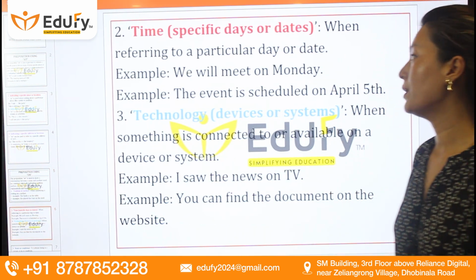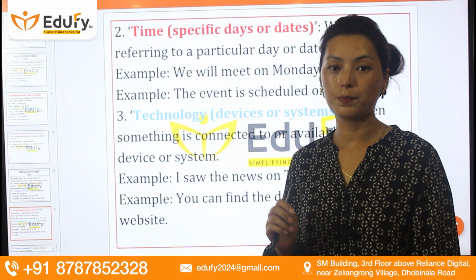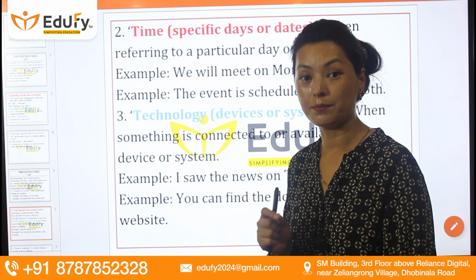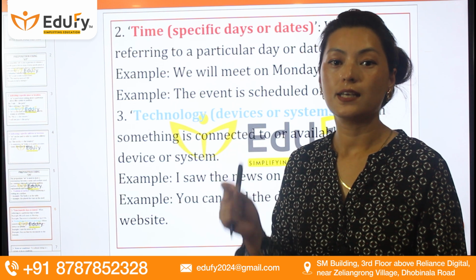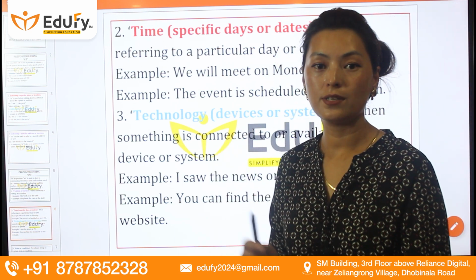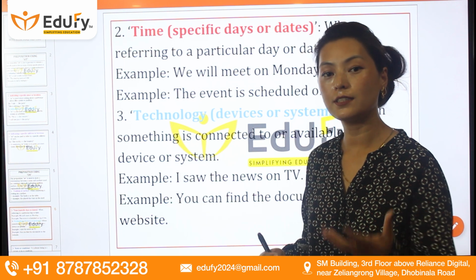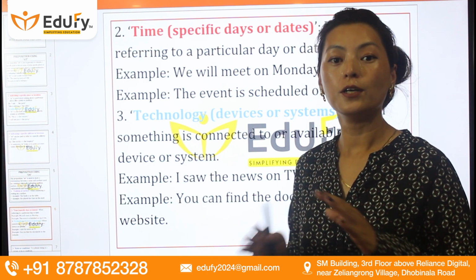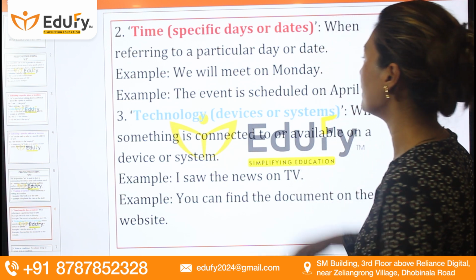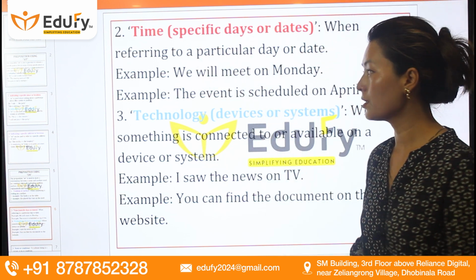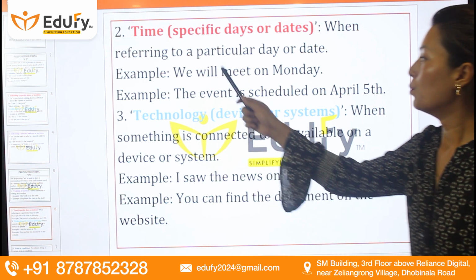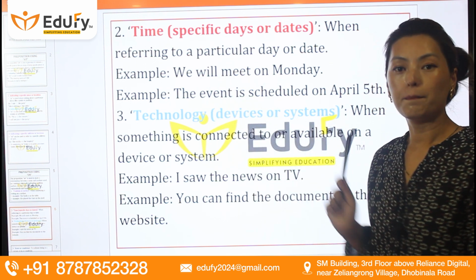Again, next one we have time referring preposition on. We use the word on to refer to time. And what is the time? Dates and days. For example, Monday, Tuesday, Wednesday, 15th of August, 16th of August, 10th of January. All these are specific dates and days. Whenever we have that one, we will use the preposition on. So let's take an example. We will meet on Monday.